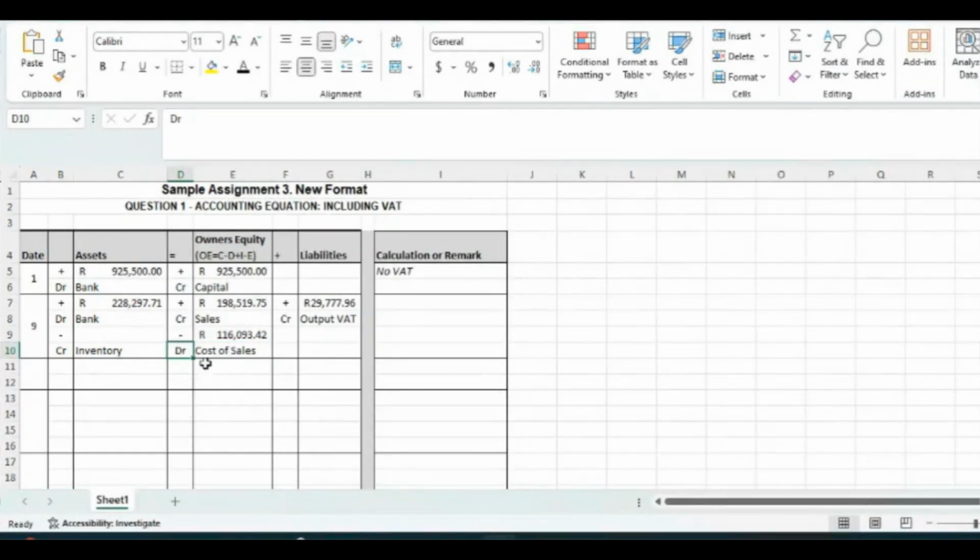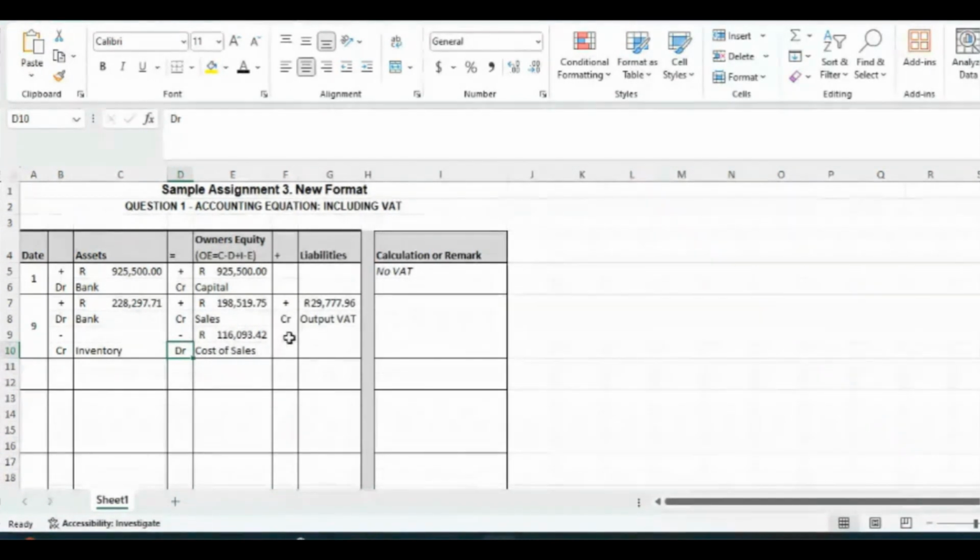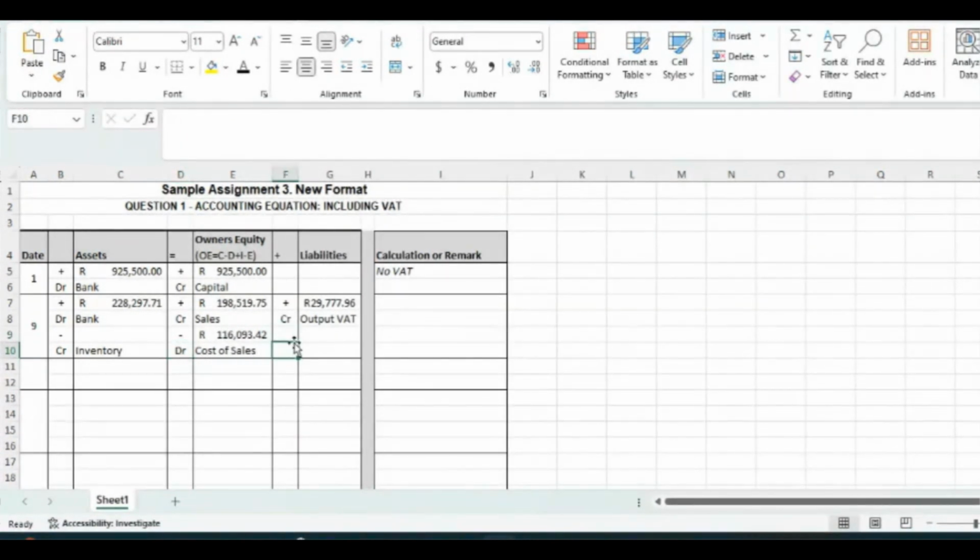But if there is a cost of sale, we are not expecting any VAT. I'm lying to you. There's no VAT for the cost of sales because that VAT we reckoned with long ago when we actually made this purchase. We claimed the VAT back from SARS. So this is how this transaction looks, and then obviously it must balance, so the inventory is decreasing with the same amount that you have there for your cost of sales.